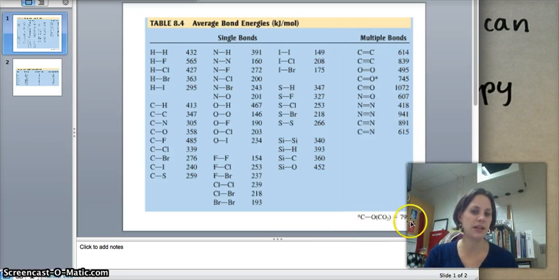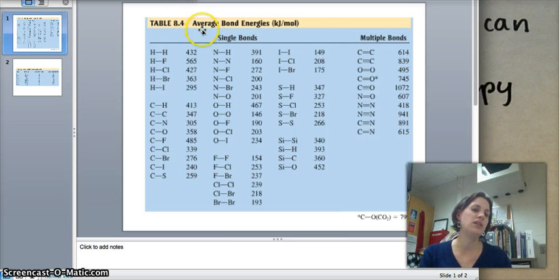I also notice a little exception down here, a little asterisk that I want to pay attention to, and this is for the CO bond in the carbon dioxide molecule. This will require 799 kilojoules. So I want to pay attention for that if any CO2 show up in our examples.